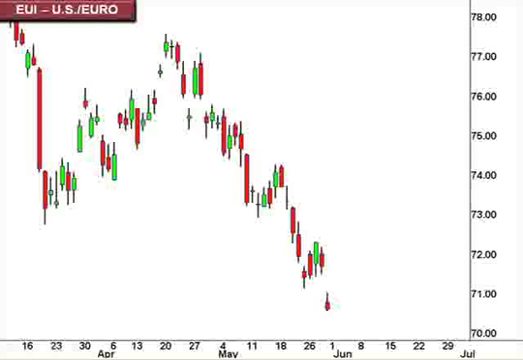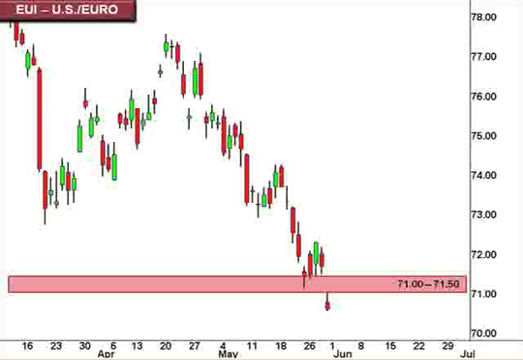Let's take a look at the EUI, the US versus the Euro, and with a failed rally attempt against the Euro, the US dollar broke lower and now appears to be heading towards our 69, 70 focal zone for support. Now, at this stage, with such a strong sell-off on Friday, we're not ruling out a retracement back into the 71, 71.5 box before any follow-through to the downside takes place.